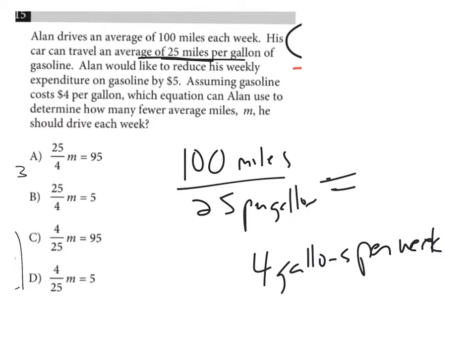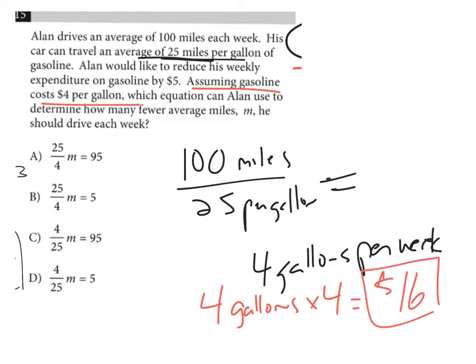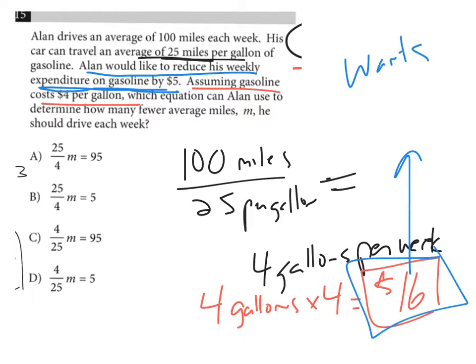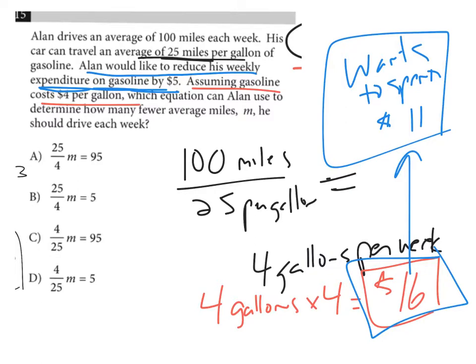It says, assuming gasoline costs $4 per gallon. So since he's using 4 gallons, and gas costs $4 per gallon, it's going to be costing Alan $16 per week. Now the question says, Alan would like to reduce his weekly expenditure on gas by $5. So he wants not to spend $16 per week. He wants to spend $11 per week. How many fewer miles should he drive each week?